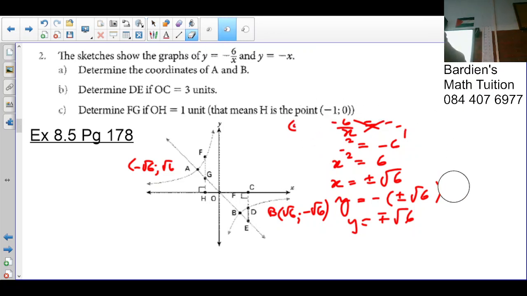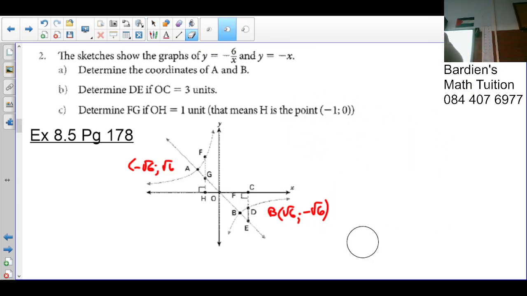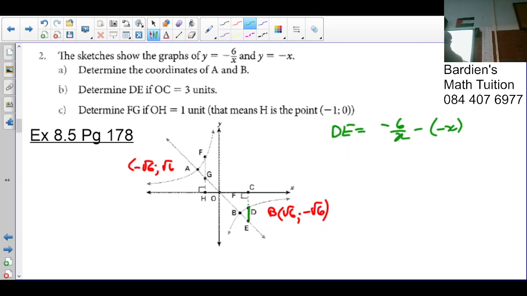Then the next question in B says determine DE. So we look at DE. D is the distance between 2 graphs, provided the hyperbola is on top of the straight line. So DE is going to be the hyperbola graph, which is negative 6 over x, minus the straight line, which is negative x, which simplifies into negative 6 over x plus x. I could have said that that is going to be x squared minus 6 over x if you wanted to.